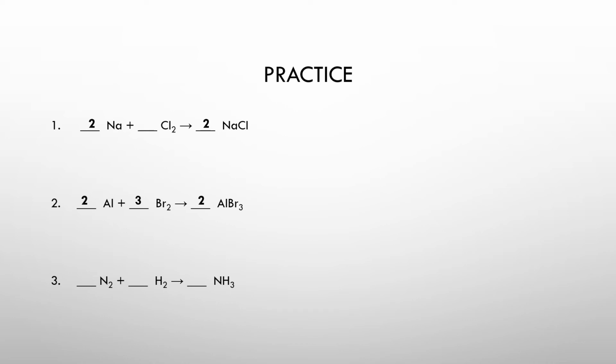So again, here in example number 3, what we have is we have NH3. We have 3 H's, so maybe if I put a 2 in front of the NH3, that gives me 6 H's, so I'd have to put a 3 over here in front of the H2.